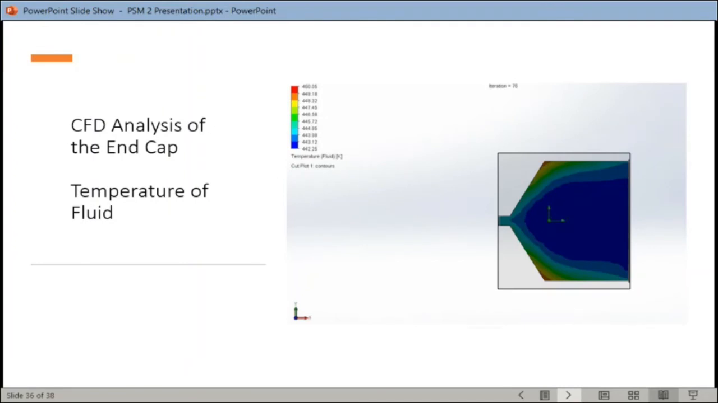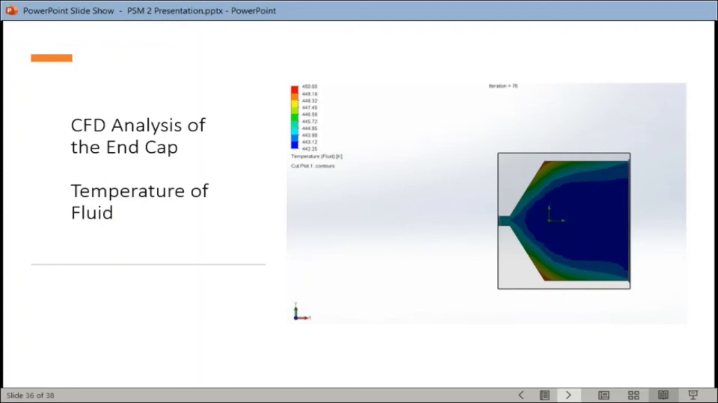For the CFD analysis of the end cap, this is the temperature of the fluid. Assuming the temperature applied to the fluid is the same as the temperature to melt the polymer resin, which is in the range of 150 degrees Celsius to 200 degrees Celsius. From the diagram, the initial temperature of the liquid is 169.25 degrees Celsius, and the temperature slightly increases when it goes near the wall due to friction between the fluid and the wall that have a higher pressure.